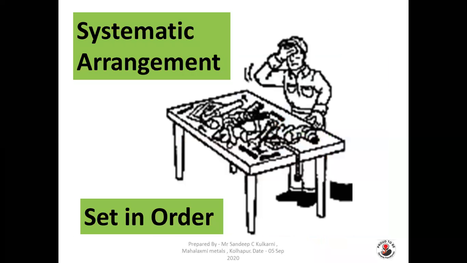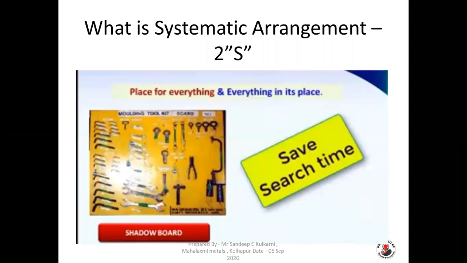Now we go to the second, that is systematic arrangement, that is set in order. Whatever material you need and have identified as required material, you need to keep in a systematic way. The arrangement of that material should be systematic. You have to set that material very well in a specific order so that you can get it as and when required, immediately, without spending any time. So here we are working to save search time. Your search time will be minimized. Your search time will be zero.